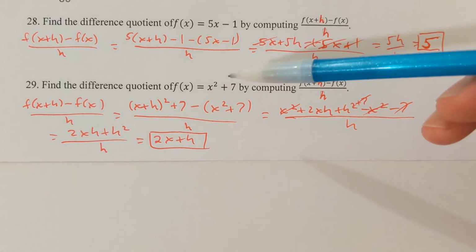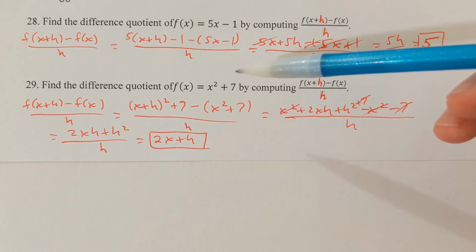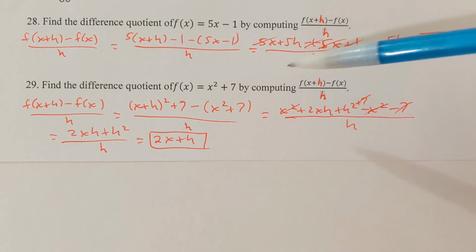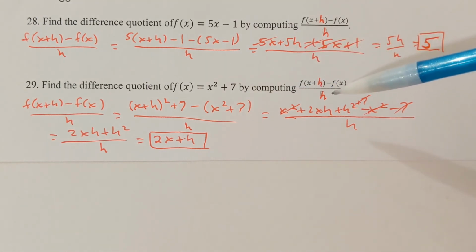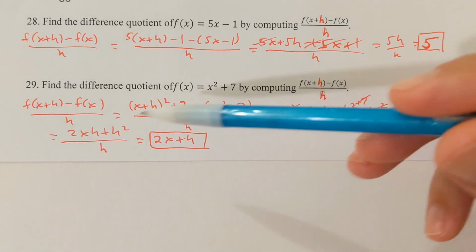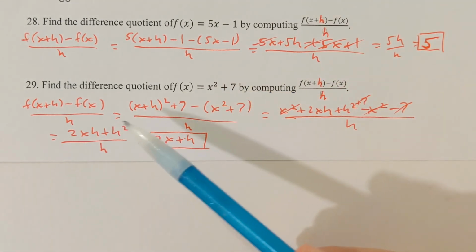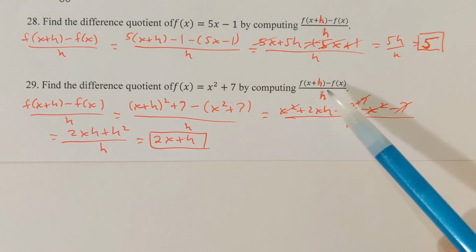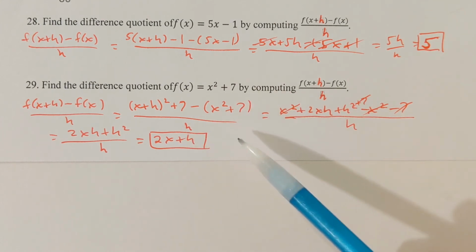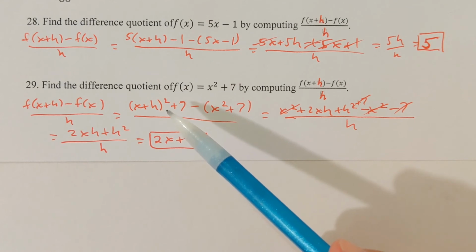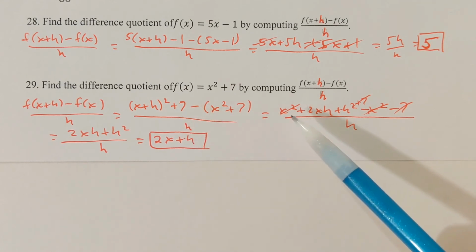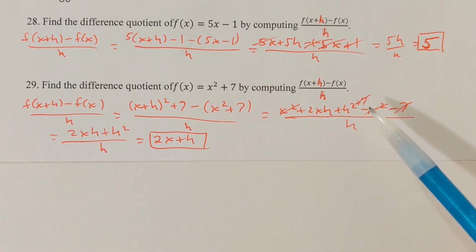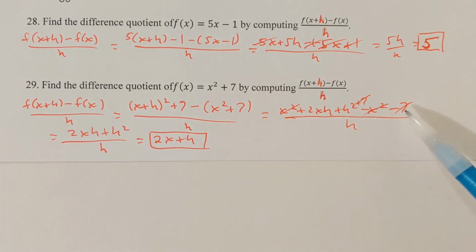Okay. Now, problem 27. Find the difference quotient of f of x equals x squared plus 7. X squared plus 7, that's not a line. By computing f of x plus h minus f of x all over h. Okay, so f of x plus h minus f of x all over h is x plus h squared plus 7 minus the quantity x squared plus 7 over h. X plus h times x plus h. Well, that gives me x squared plus 2xh plus h squared plus 7 minus x squared minus 7.